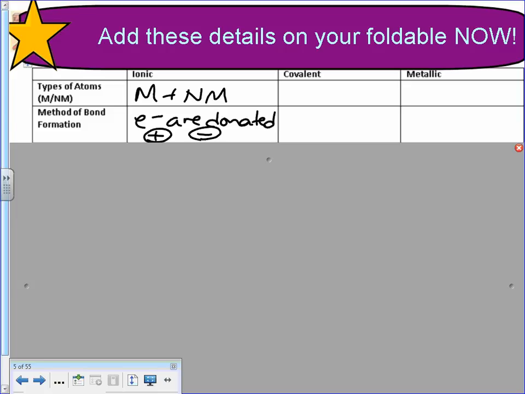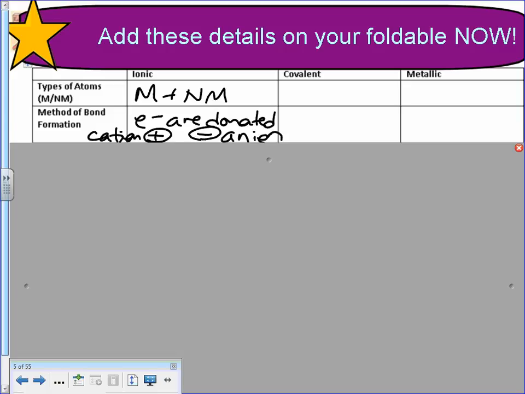When electrons are donated or lost, one of them has lost it, so it's the cation. The other one has gained it, so it's the anion. That's how we make the ions, and then they're attracted to each other, so they form a bond.